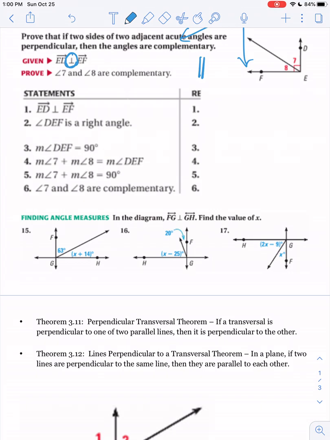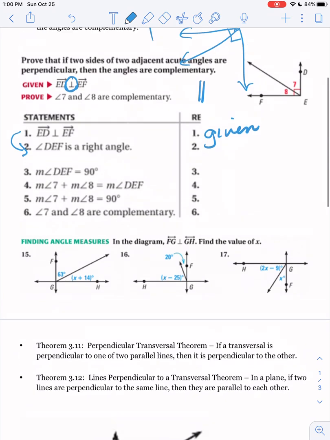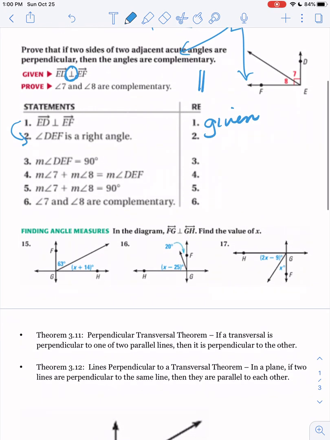So here we go. We're given that ray AD is perpendicular to ray EF. Of course, that's our given statement. Next step down says that we now know that angle DEF is a right angle. That's what perpendicular says. Perpendicular says they intersect to form right angles. So I'm going to use definition of perpendicular. Now it says if I know that that angle is a right angle, I can also say it equals 90 degrees. That's from definition of right angle. Definition of right angle says the measure equals 90 degrees.